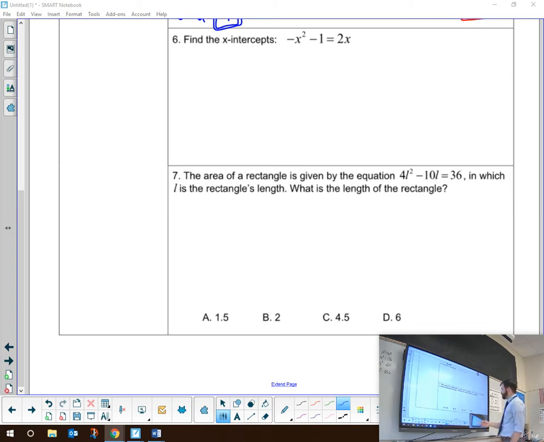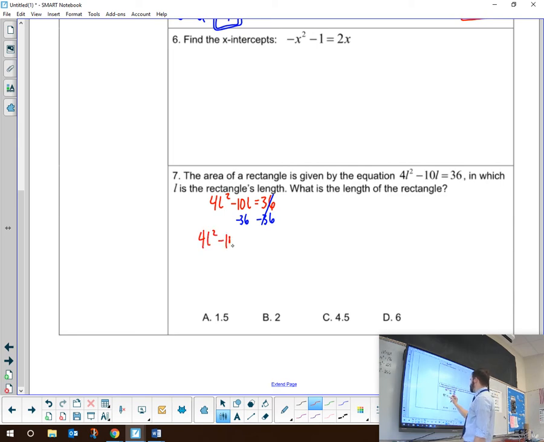I'm going to first get everything to one side. So let me write this out here. We have 4L squared minus 10L equals 36. So step number 1, I'm going to minus 36 from both sides so we can get a 0 on one side. My new equation is going to be 4L squared minus 10L minus 36 equals 0, because we need to have it equal 0.